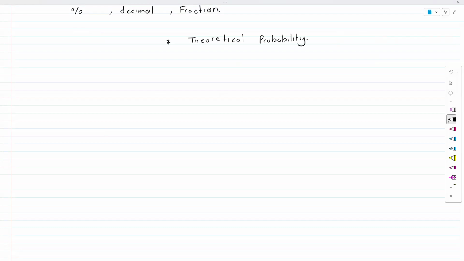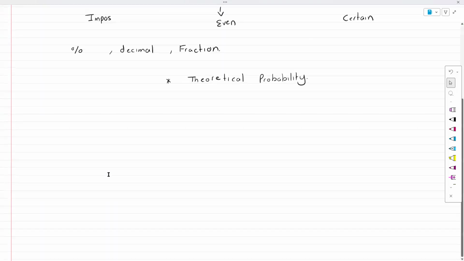Okay, theoretical probability is the chance that something would happen, right? It's the proper chance that something would happen. So let's go with, if I flipped a coin, let's look at the total. Okay, let's take a dice. I think a dice is a good idea. Let's take one. Let's take two.